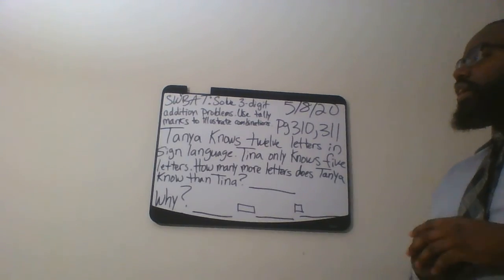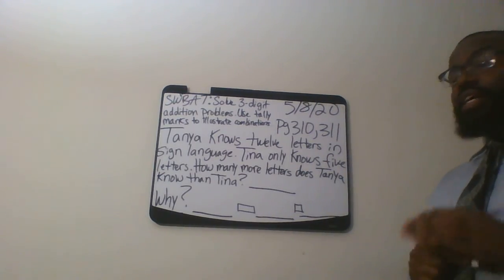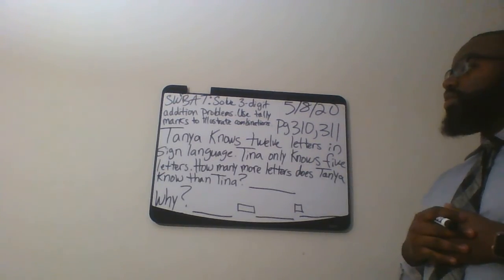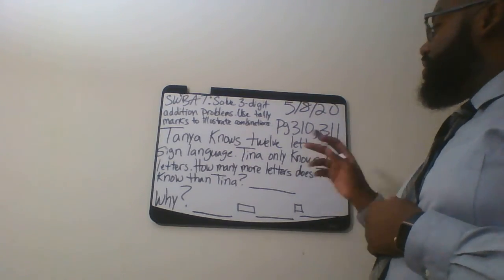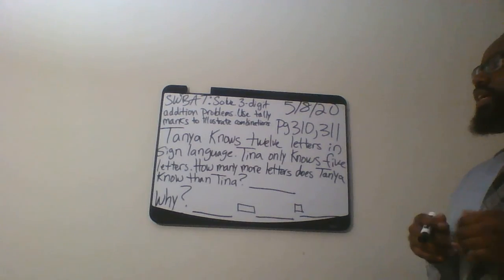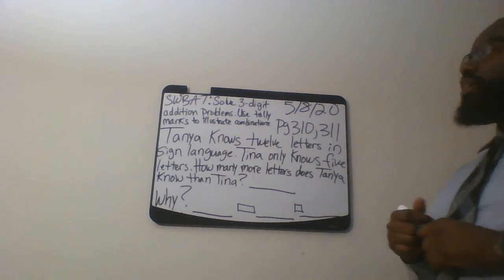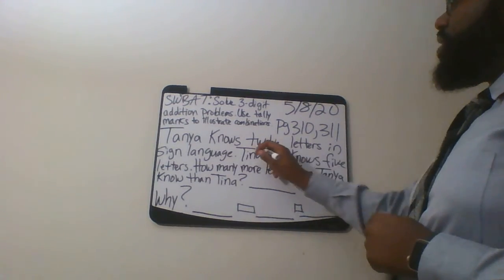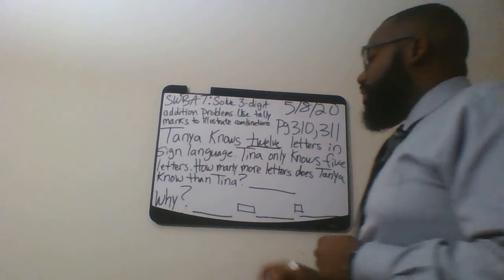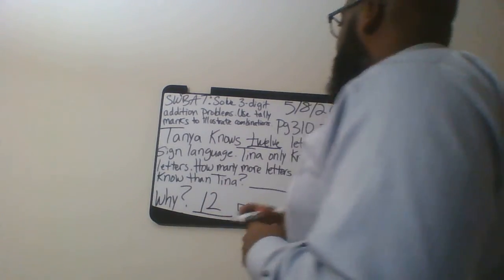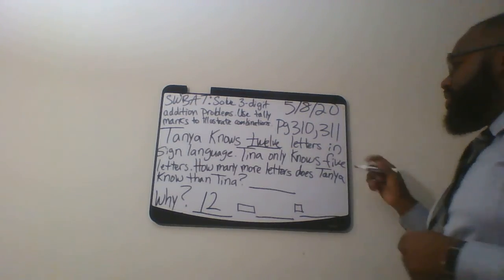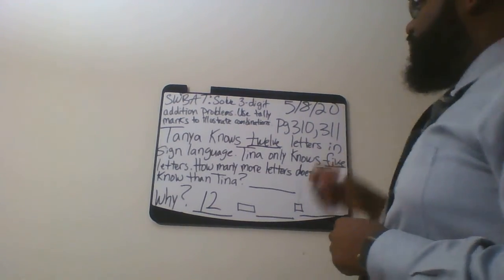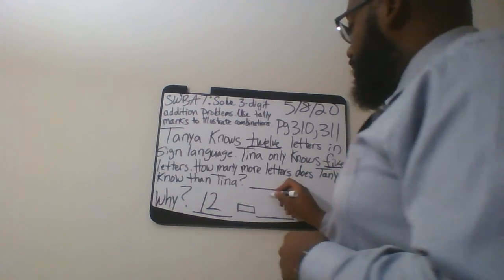Here we have Tanya knows 12 letters in sign language. Tina only knows 5 letters. How many more letters does Tanya know than Tina? So we read the first sentence again. Tanya knows 12 letters. Underline the word 12 and write 12 right here. Next, go to the next sentence. It says Tina only knows 5 letters. So you underline 5, write 5 right there.